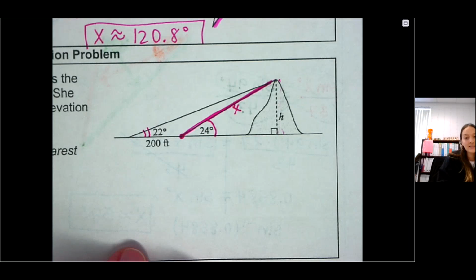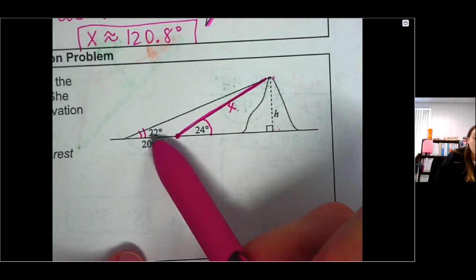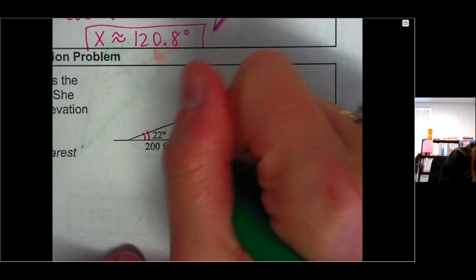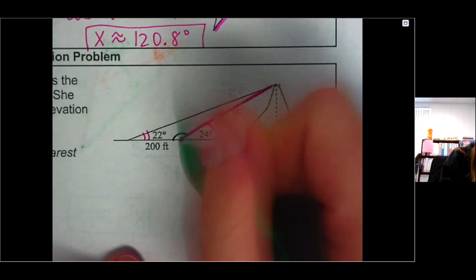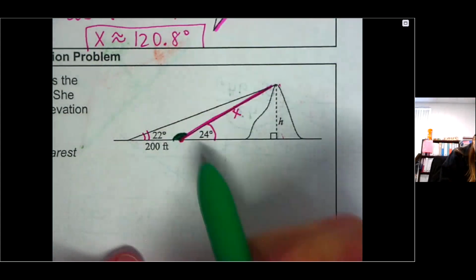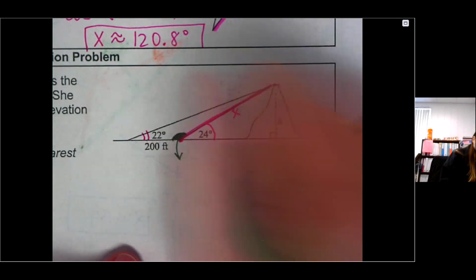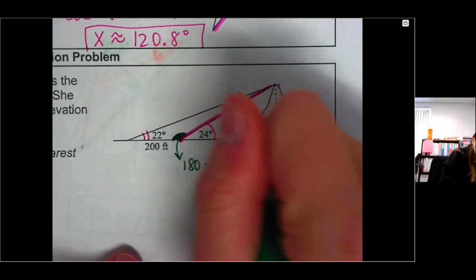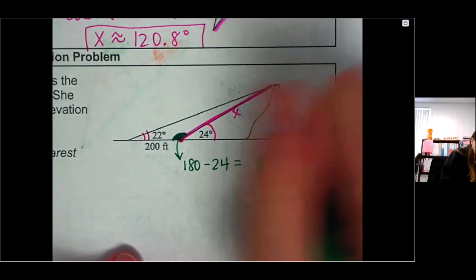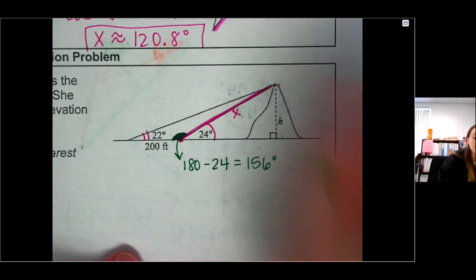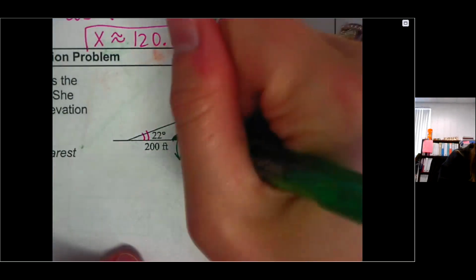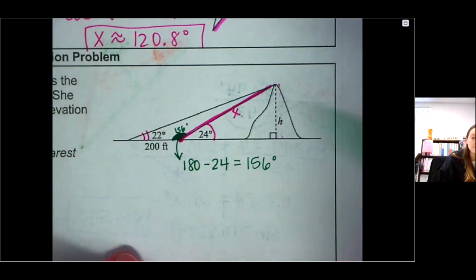Okay, so I'm going to put my X there. Now, in this triangle, you do know that this angle right here is 22 degrees. You also can figure out this angle right here because this green angle and this 24 degrees make a linear pair. So to figure out this angle in green, I'm going to take 180 and subtract the 24, and I get 156 degrees. So I now know this is 156.